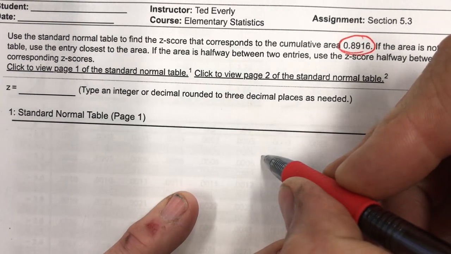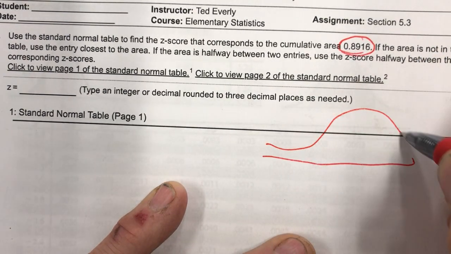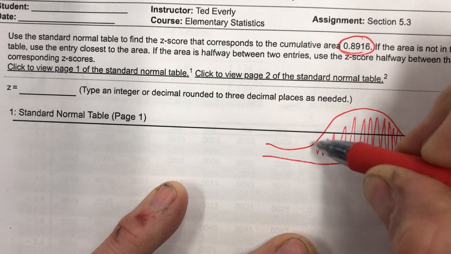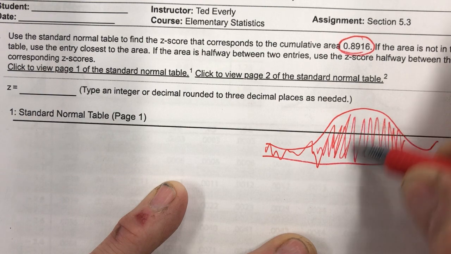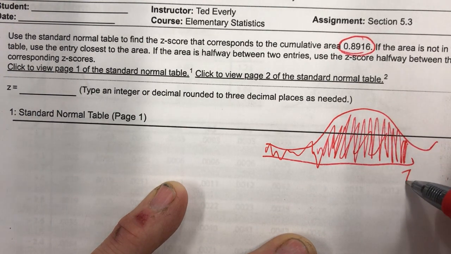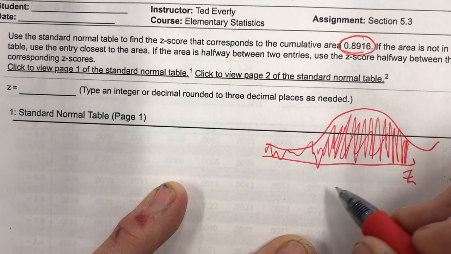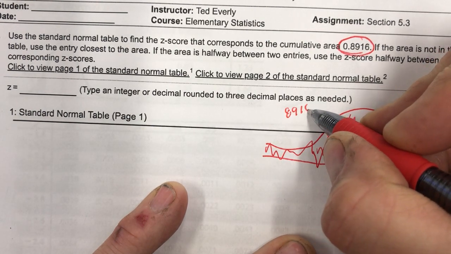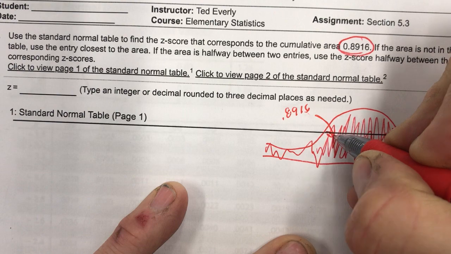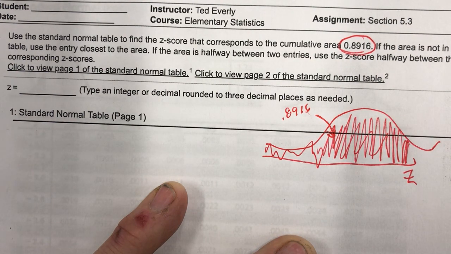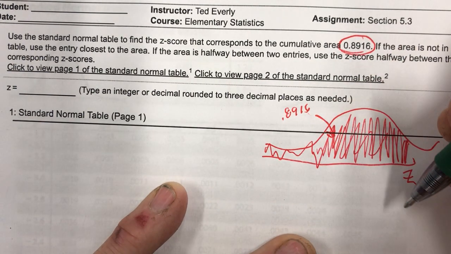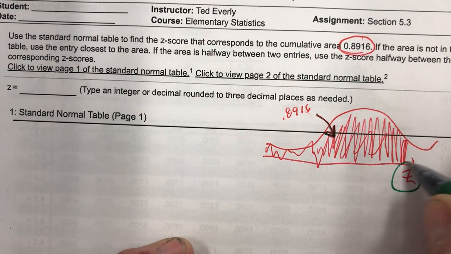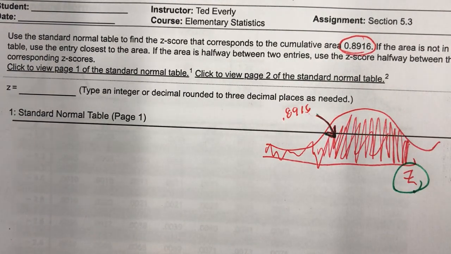In other words, we've got this curve, okay, and we've got all this right here, this area to the left of this z value, whatever this z value is. All this area inside is 0.8916. All this area in here. Okay, what z-score gives us that area?